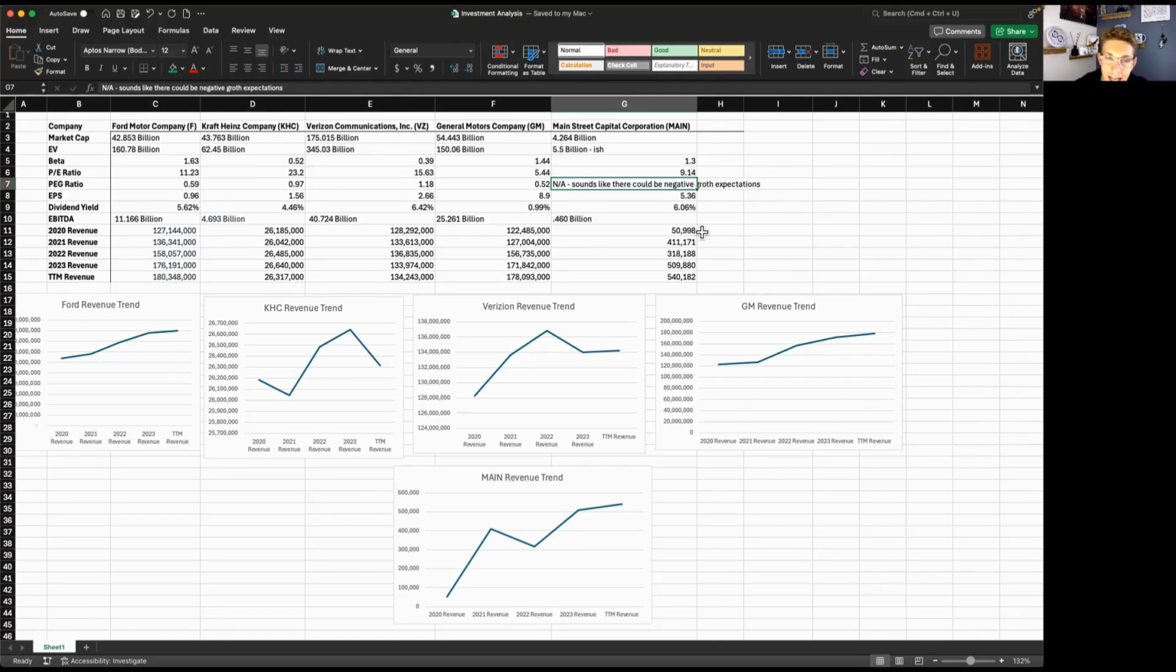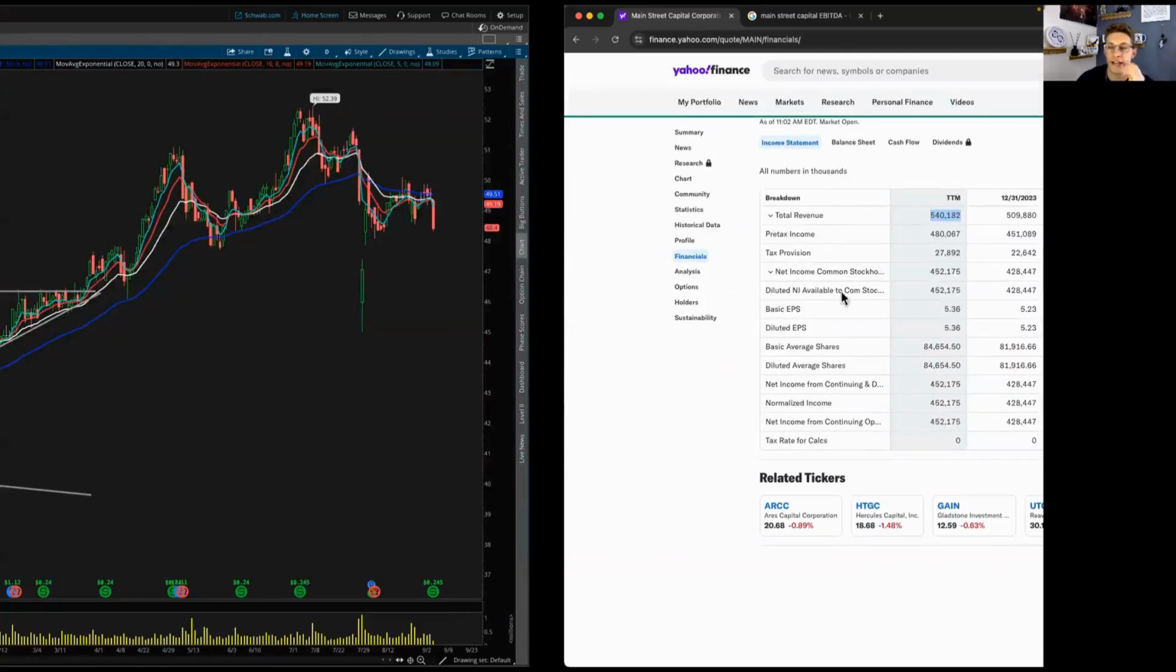It's a financial company. That's not the end of the world to me, right? You can invest in financial companies. That's not a huge deal. And I do like the dividend, but I don't like that negative growth expectation that we saw. That's a little concerning to me. So anyway, something to look at. So we'll go ahead and go look at it.